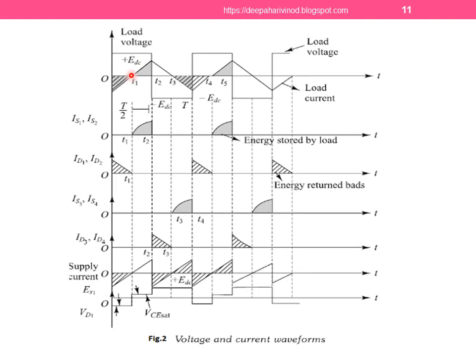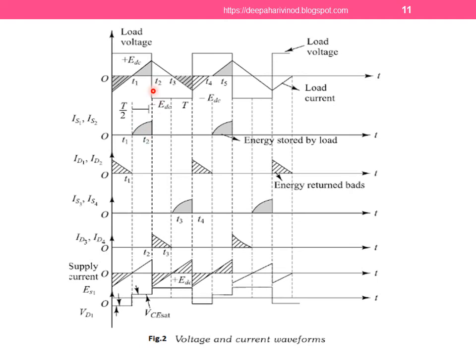The load current starts increasing due to the inductive nature of the load. Instantaneous current through S1 and S2 is equal to the instantaneous load current. The energy is stored into the inductive load during this interval of operation. So load current increases and energy is stored. Here we can see that at this instant energy is stored in the inductor.